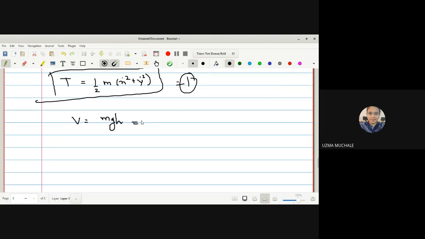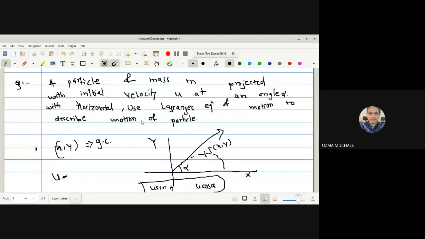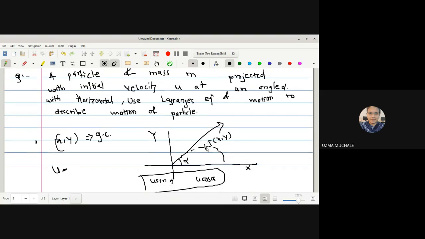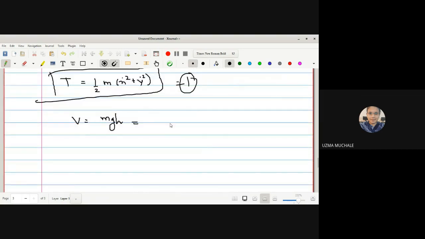Now what is the height? Height can be your y-axis. Whatever height it goes to, we can calculate from the y-axis. So whatever may be the height, we can calculate with the y-axis. So I can write directly mgy. Is it okay?